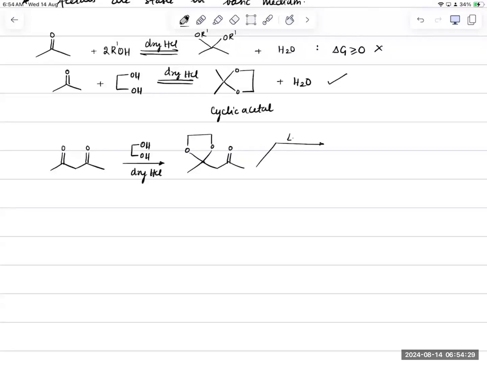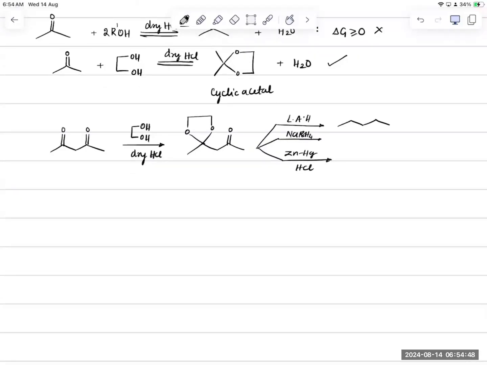if you treat with lithium aluminum hydride or sodium borohydride, or Zn-Hg and HCl this time, or NH2NH2 in the presence of KOH, then the cyclic acetal will remain, and the open carbonyl compound will get reduced. So this will be the product form.